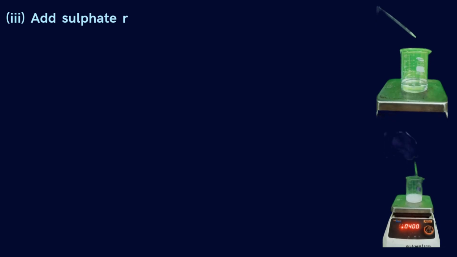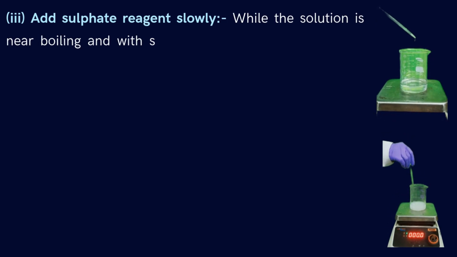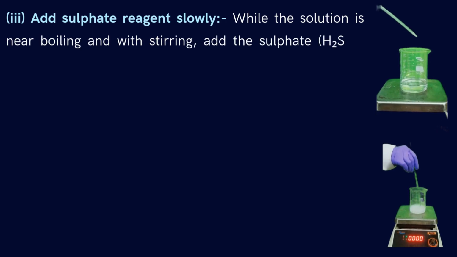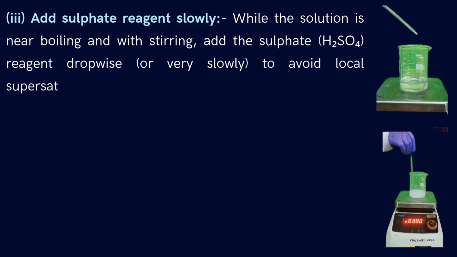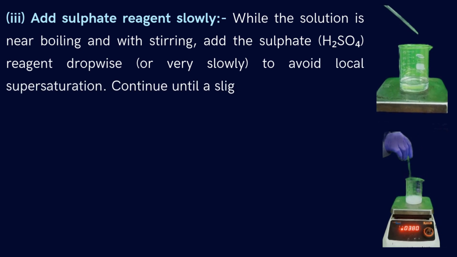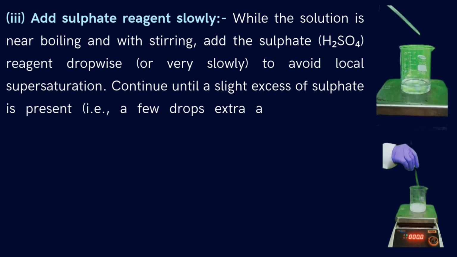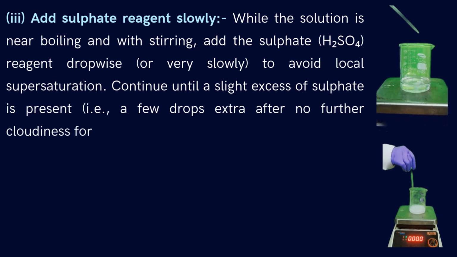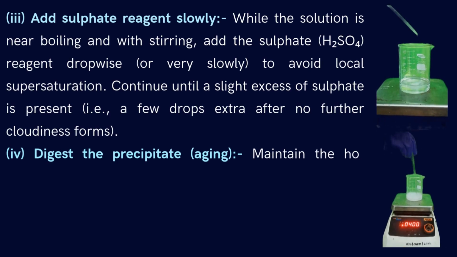The third step is to add the sulfate reagent slowly. While the solution is near boiling and with stirring, add the sulfate, H2SO4, reagent dropwise, or very slowly, to avoid local supersaturation. Continue until a slight excess of sulfate is present, that is, a few drops extra after no further cloudiness forms. The fourth step is to digest the precipitate, also called aging.